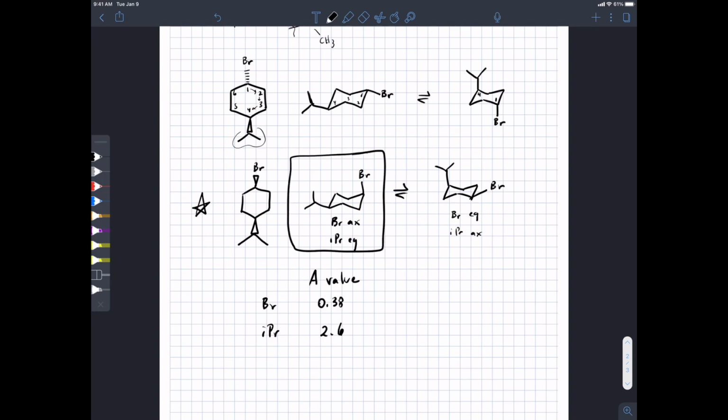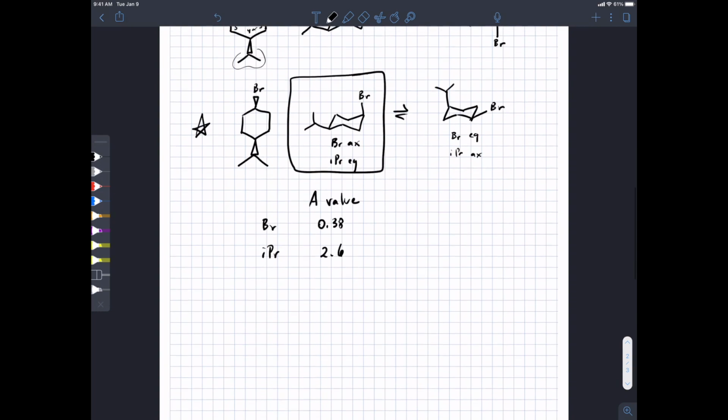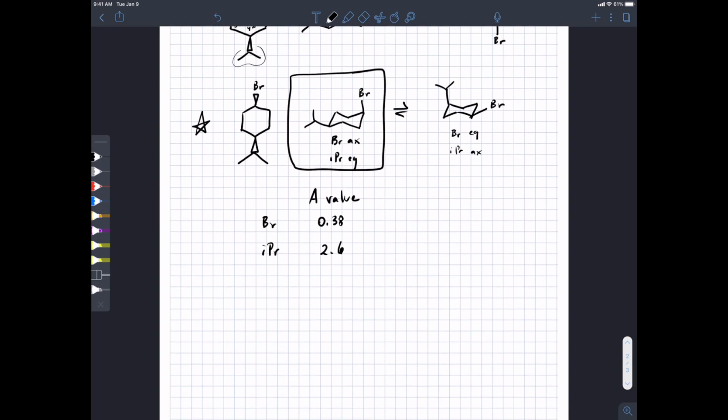Isopropyl equatorial. You can tell that from the A value, right? Now, I guess we should point out that bromo is a couple rows down the periodic table from carbon, so bromo is bigger than carbon, and radius should count for something, and yet bromo shows up as having an even lower A value than a methyl group, which had an A value of 1.7.